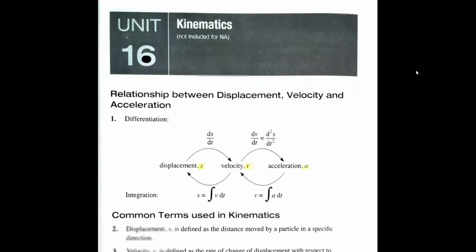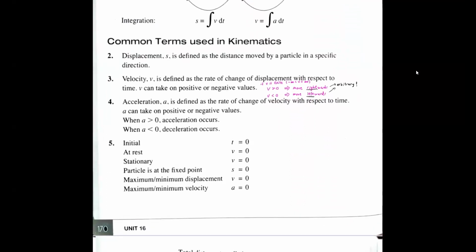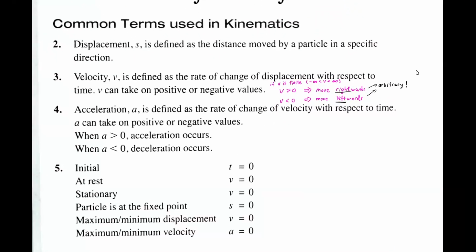Yep, here are the notes, last chapter. That's only bullet point 1. You can only solve some questions with it. Not good enough. You need to move on to the next half. Okay, let's just read it together. What is displacement defined as? S is defined as distance moved by a particle in a specific direction.